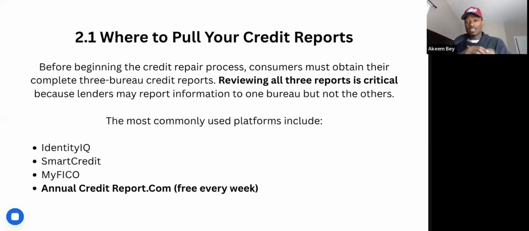Before you start this process, you need to understand that you have to get your complete three bureau credit report. Credit Karma is not going to work. Reviewing all three reports is critical because lenders may report information to one bureau, but not to the others. And the most commonly used platforms where you can get your credit reports from are places like Identity IQ, Smart Credit, MyFICO, and what we like to recommend for our clients and for you guys, annualcreditreport.com. And I'll explain why that is.